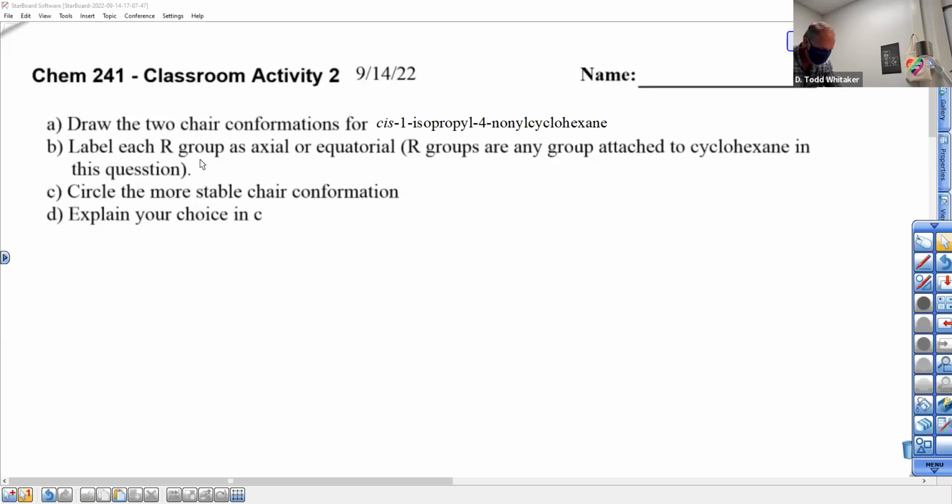We are going to do another two-chair question. We're going to draw the two chairs for cis-1-isopropyl-4-nonyl cyclohexane. So same strategy to start. You draw your first hexagon.